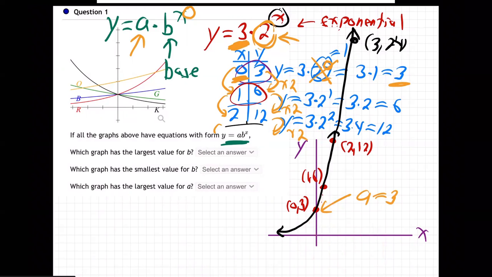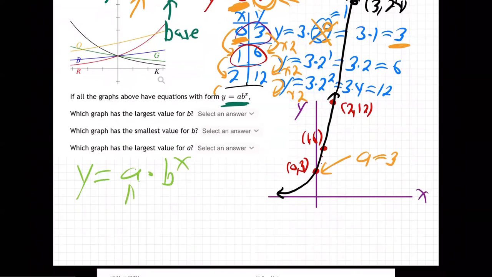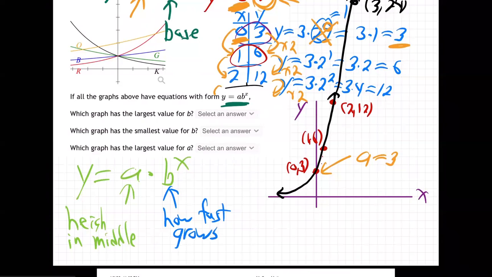What is the conclusion of the matter? When you have a function of the form a times b to the x, the a is the height in the middle of the graph. And the b is how fast it grows or explodes to the right. How fast it goes up as you're going to the right.